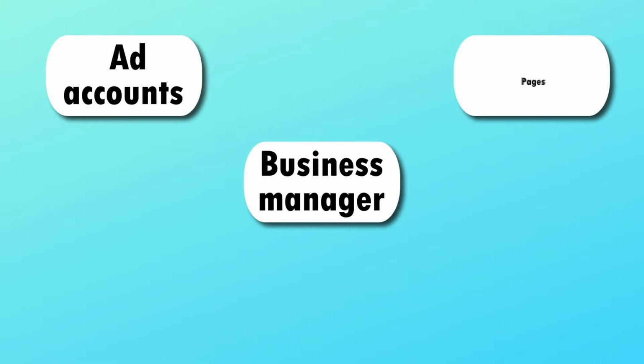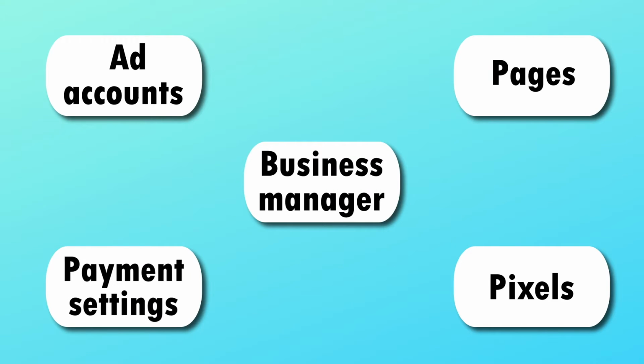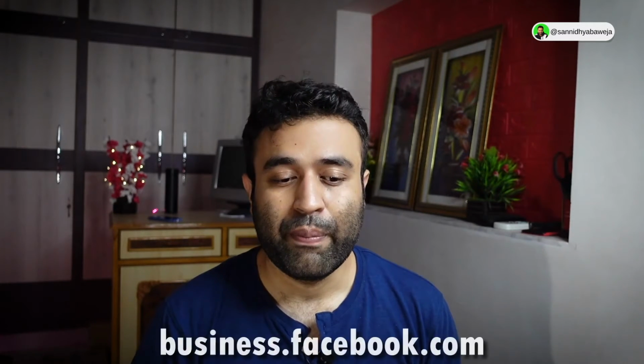Now let's talk about the Business Manager specifically. Business Manager comprises of multiple business assets such as ad accounts, pages, pixels, payment settings, and a lot more. And you can access the Business Manager by going to business.facebook.com. Then inside a Business Manager, as I already mentioned, there can be a lot of ad accounts, and inside an ad account there are a lot of campaigns, and inside a campaign there are a lot of ad sets, and inside an ad set there are a lot of ads. And this is what the hierarchy looks like.